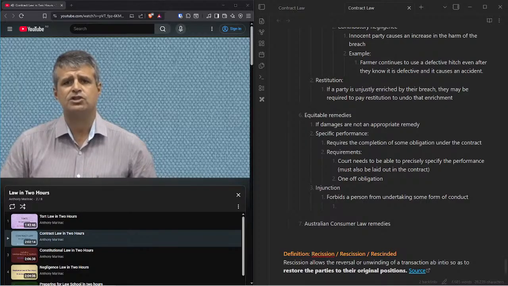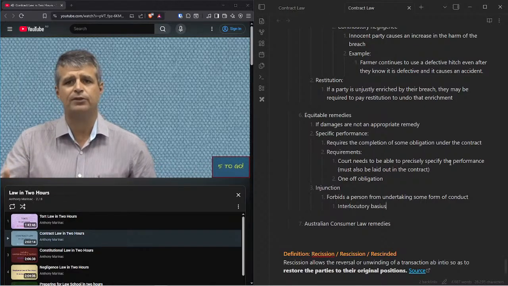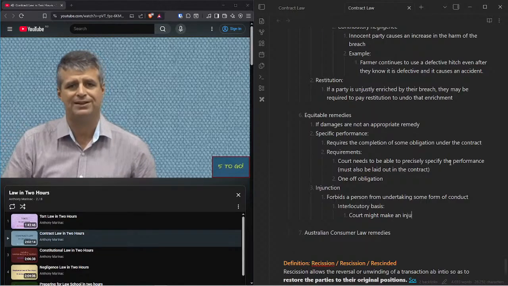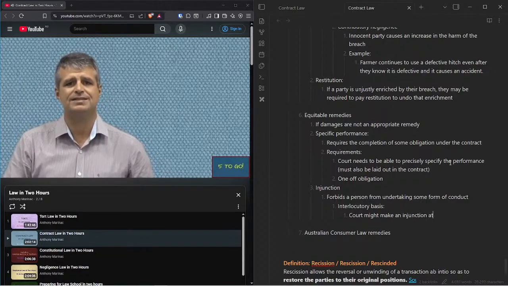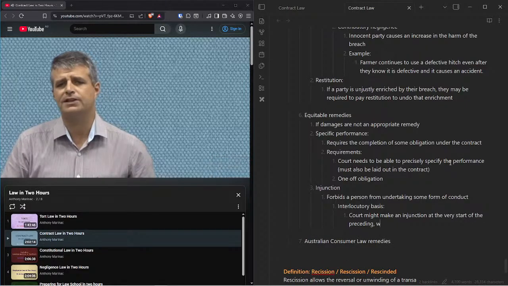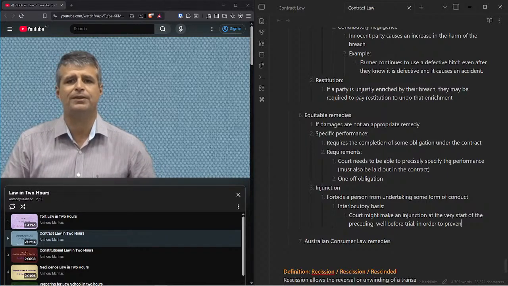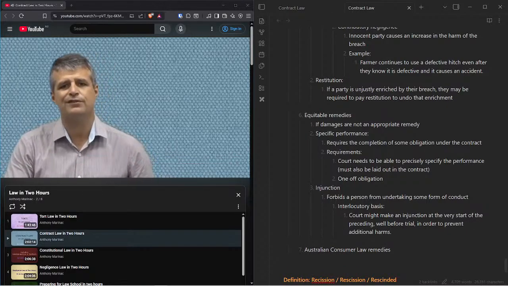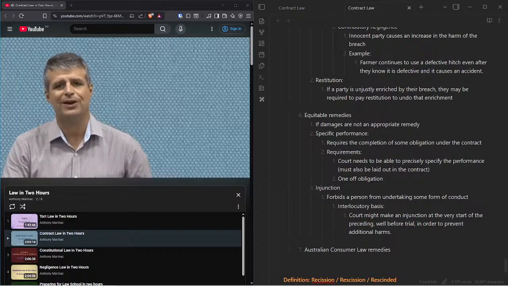Quite often, injunctions are used on what we call an interlocutory basis, which means the court might make an injunction at the very start of a proceeding, well before the matter comes to trial, in order to stop the harm from growing in the time that it will take to get to the actual trial. So, for instance, a person who was alleged to have been telling trade secrets might find an interlocutory injunction prohibiting them from making blog posts about the industry until such time as the court can work out whether they really have breached the contract by telling trade secrets.